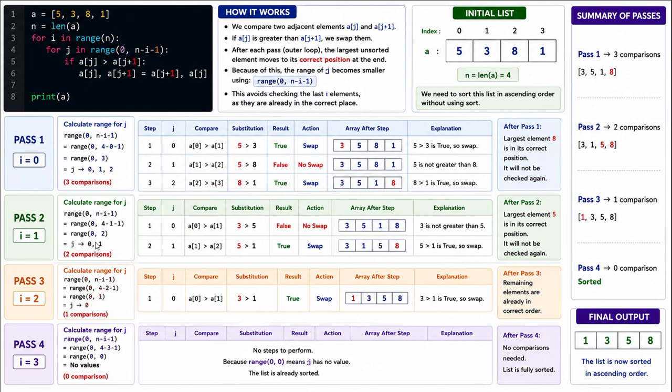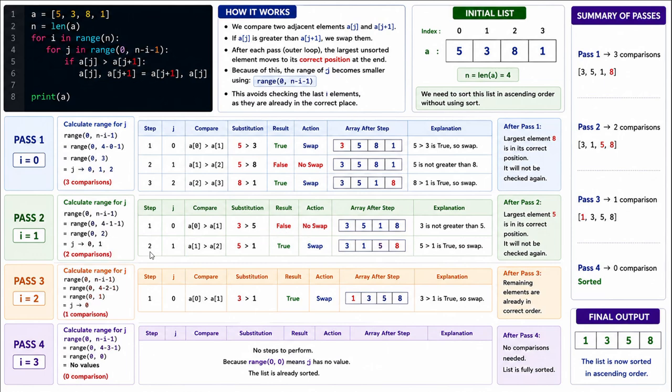Now step 1, j equal to 0. Again you have to compare here. a of 0 greater than a of 1. How did it come? a of 0 greater than a of 0 plus 1, which becomes a of 0 greater than a of 1. Is 3 greater than 5? No, so it remains the same.